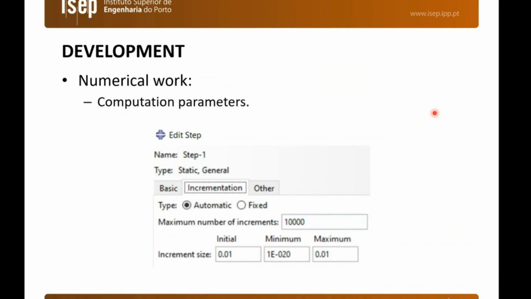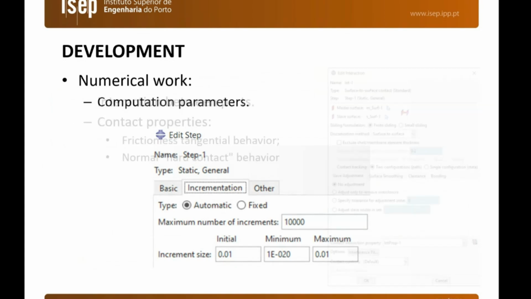Some details about the computational parameters. Here we can see the incrementation. We have the analysis initially divided into 100 increments, but it is expected that as the damage models start to trigger, we have an automatic reduction of the increment size so that we can have the proper convergence of the modeling.